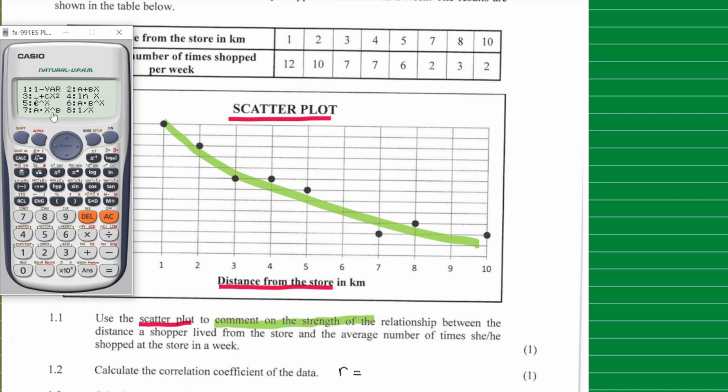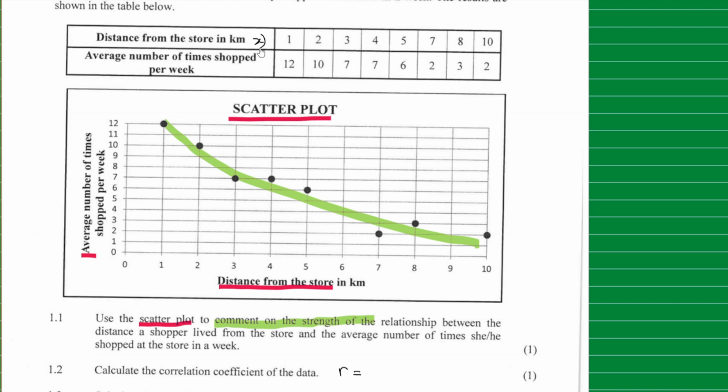Right, and then from there we have to enter, because we are entering bivariate data, there are two sets of data. We use option 2, which is the regression option A plus BX. So from there I will choose 2, and then I'll have 2 columns where I'll enter the values. So it's 1, 2, 3, 4, 5, 7, 8, 10. That we can say is the X values. These are the X values, and these are the Y values. So let's enter them like that.